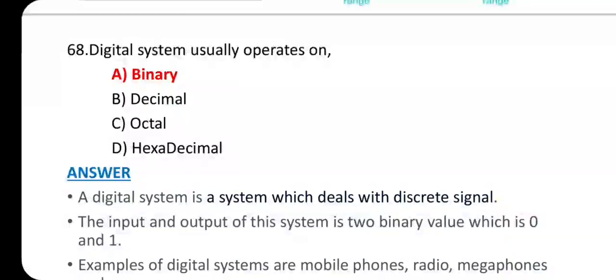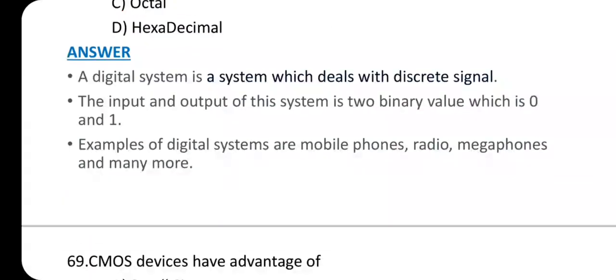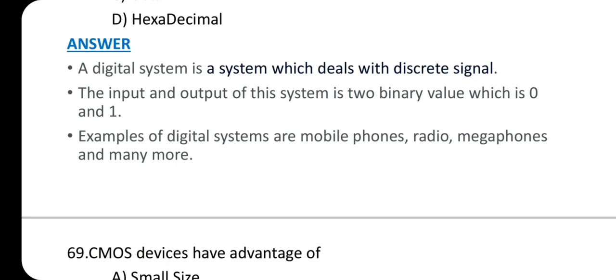68. Digital system usually operates on. Answer is option A, binary. A digital system is a system which deals with a discrete signal. The input and output of the system are two binary values which are 0 and 1. Examples of digital systems are mobile phones, radio, megaphones and many more.